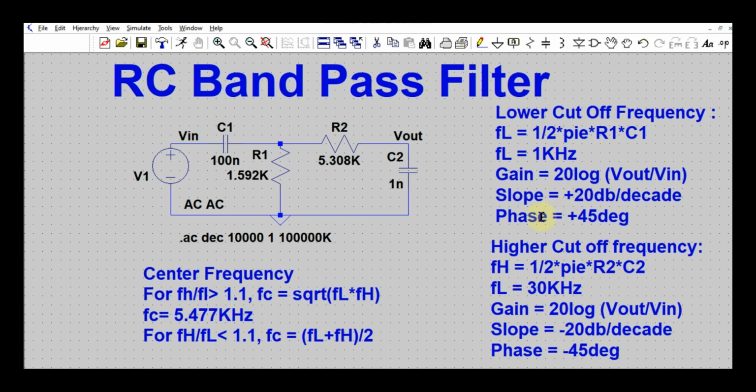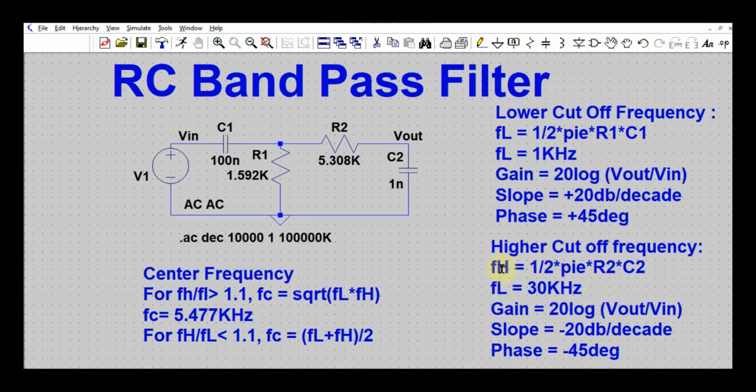And if you want to know the phase shift of this high pass filter, you already know this is plus 45 degree. Okay, now let us talk about the higher cutoff frequency. So this is all about the high pass filter and lower cutoff frequency. Now let us talk about higher cutoff frequency, a low pass filter.